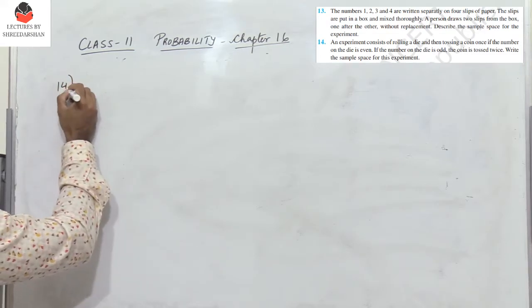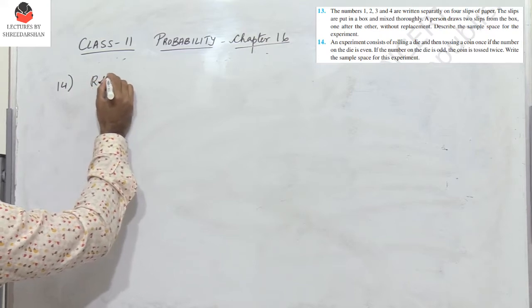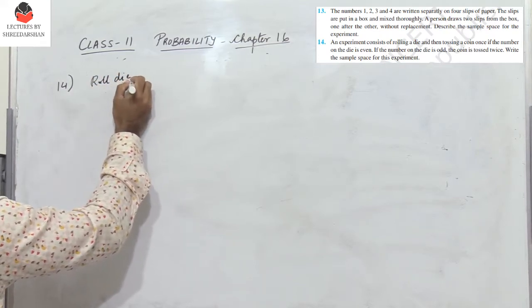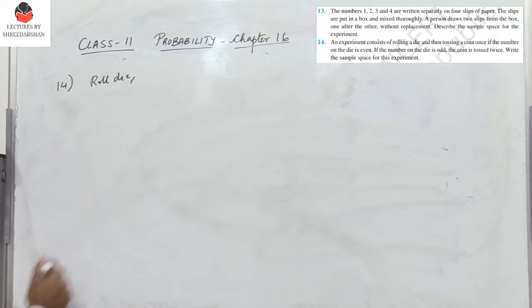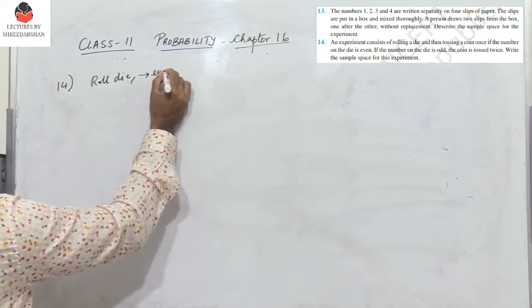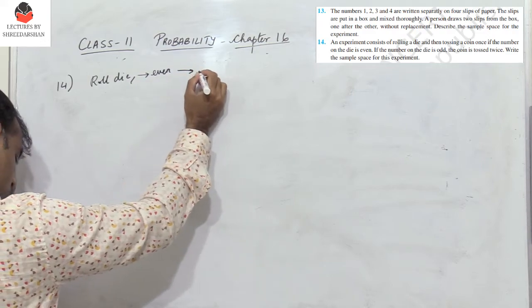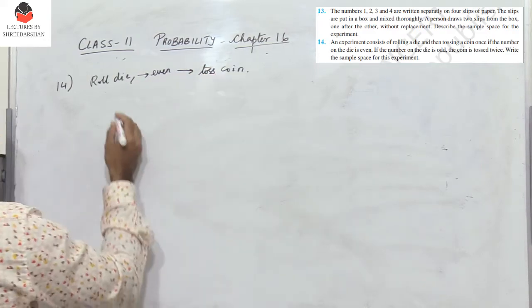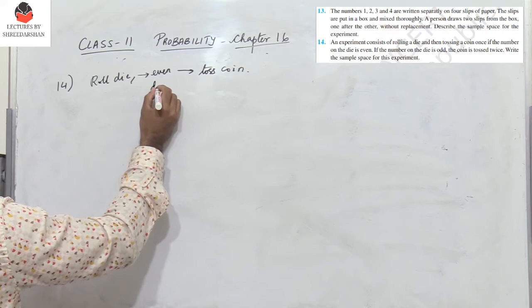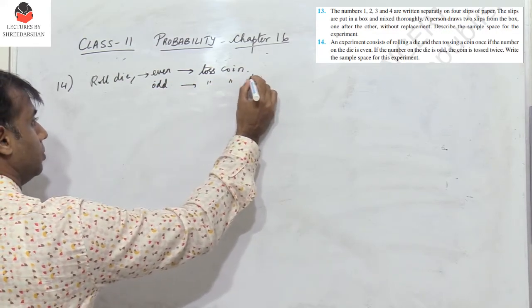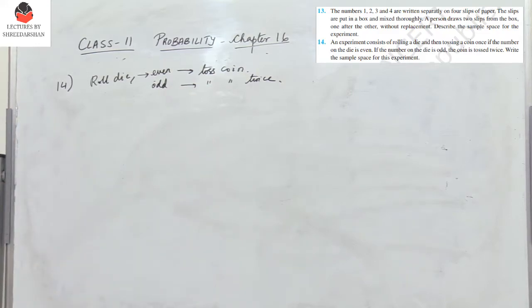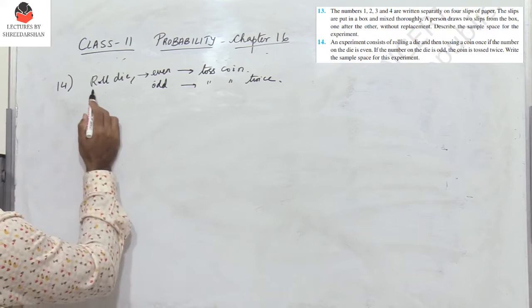Question 14, you roll a die and then we toss a coin if the die is even. So if you get an even number, then we toss a coin. If it is odd, then toss the coin twice. So let's begin with the first one.